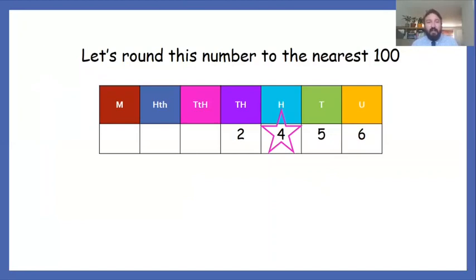Let's round this number to the nearest 100. Now, I'm sure you don't need me to tell you what you need to do, but I'm going to give you 30 seconds to go through and have a go at rounding 2,456.